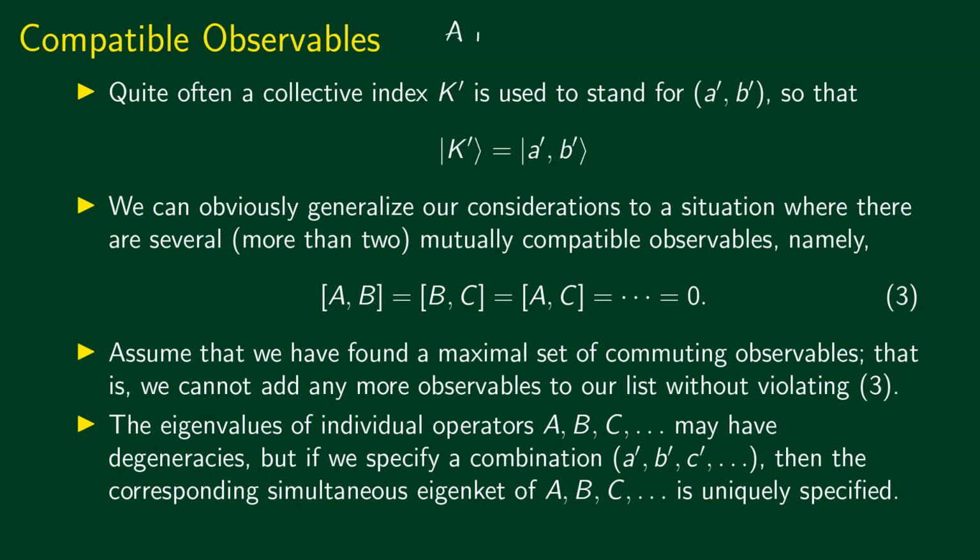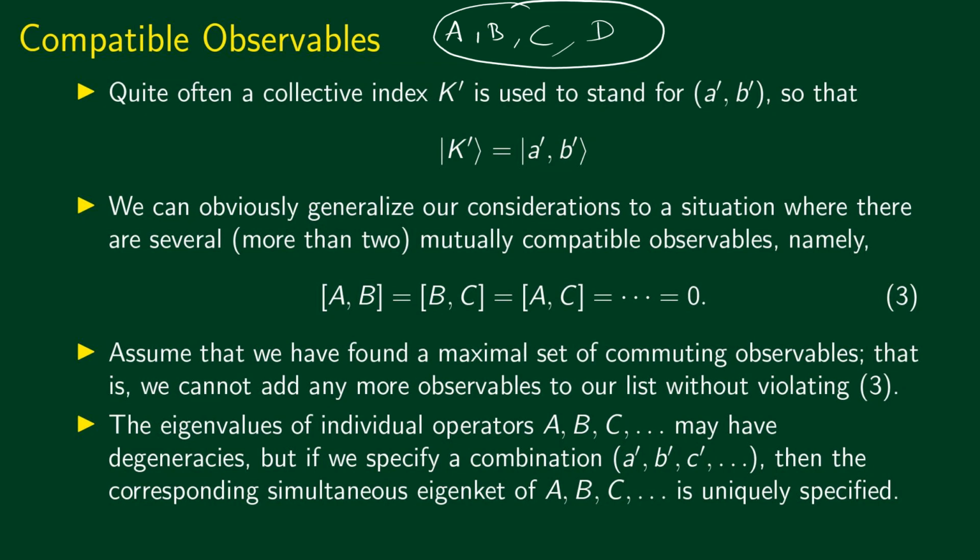For example, suppose we have identified two observables which are compatible in the sense that their commutator is 0. We can look and find another observable C which commutes with both A and B. Maybe we can find another observable D which commutes with A, B, and C. If we are not able to find any more observables that commute with all of these, then we say that we have a maximal set of compatible observables.